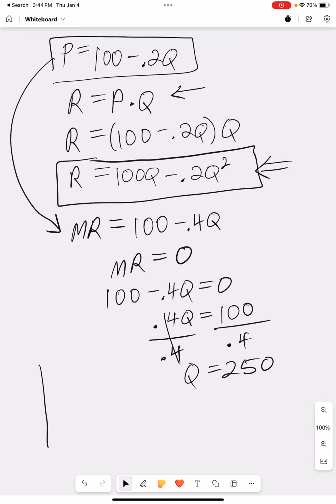And very quickly before we end the video, if you look at this revenue function, it starts at 0 because if Q is 0, revenue is 0, and it has a square term, and it's negative, which means it's an upside down parabola. And what we just found is we found the top of the hill is at 250.